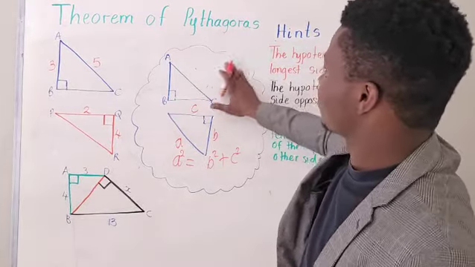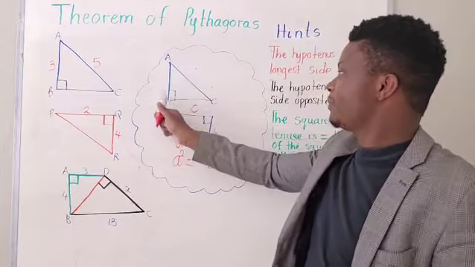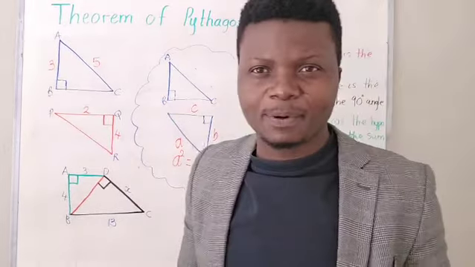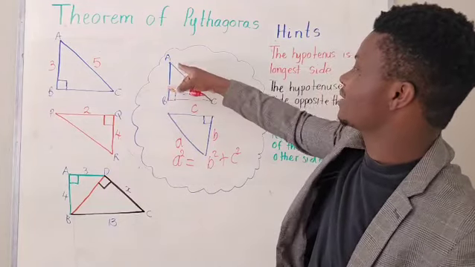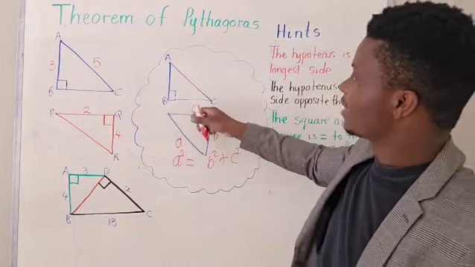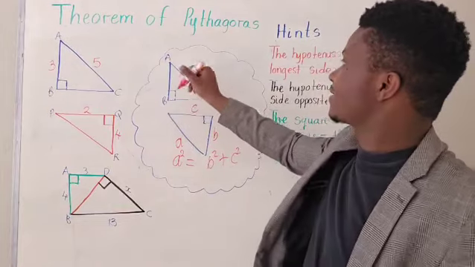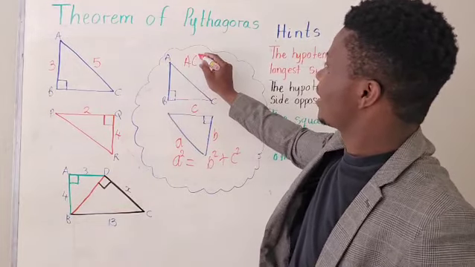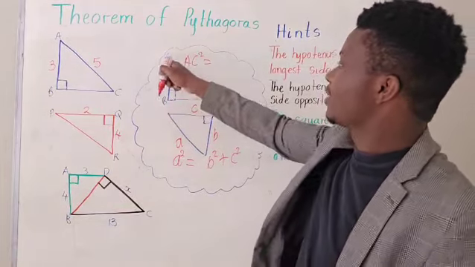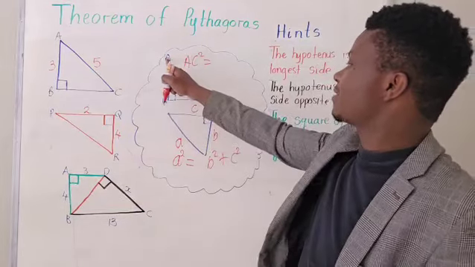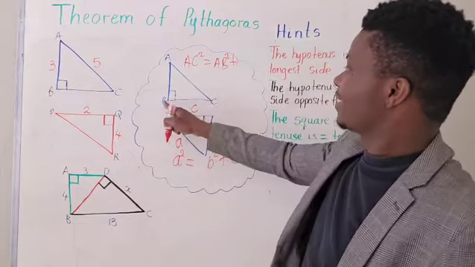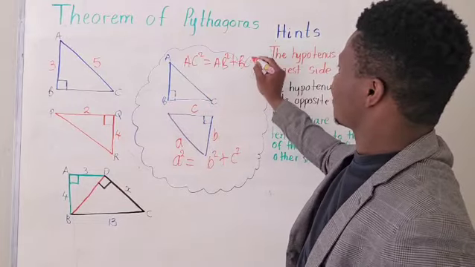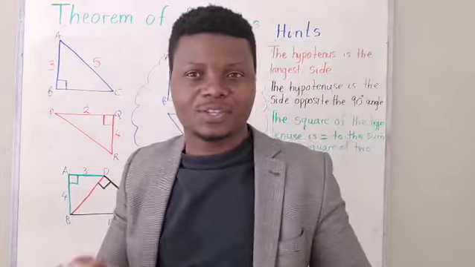So in this case, we have this triangle ABC. Which one is our hypotenuse? Place your pen across your 90. The opposite side becomes the hypotenuse. So this side AC, when I square it, is the same as the two smaller sides squared: AB squared plus BC squared. So that's all the Pythagoras theorem says.